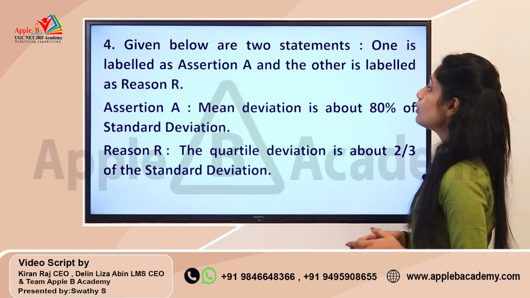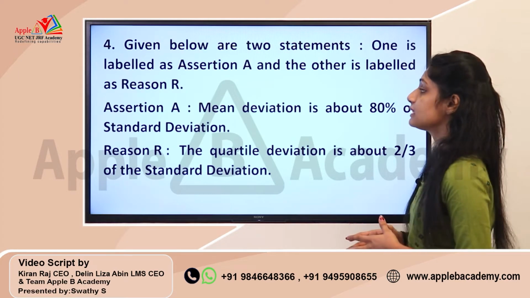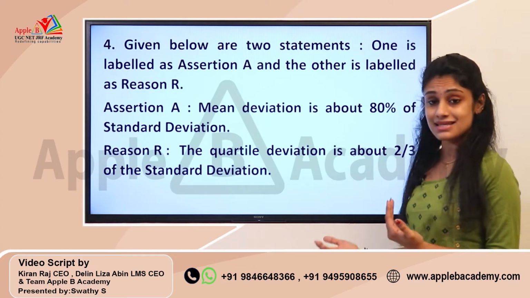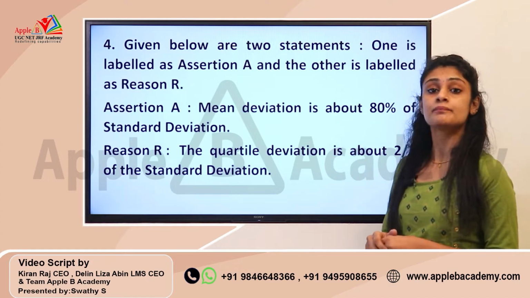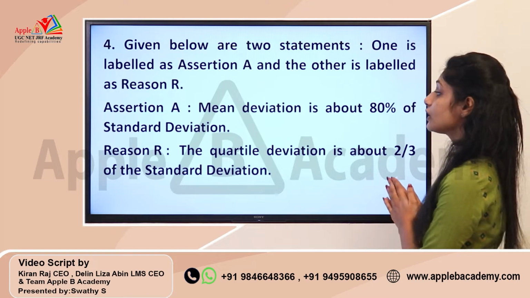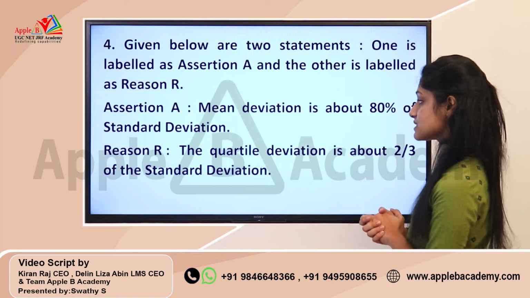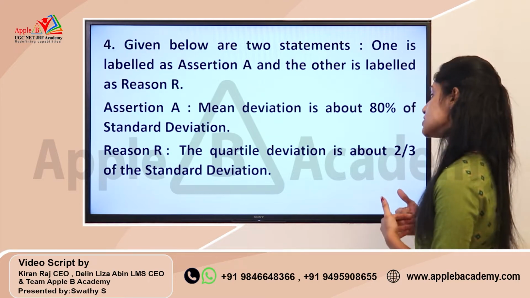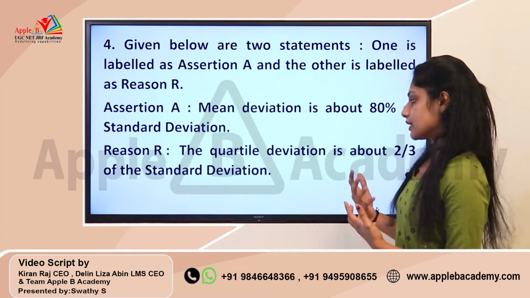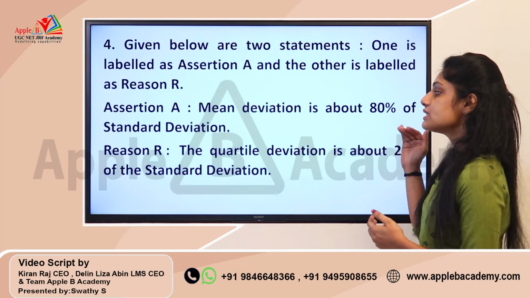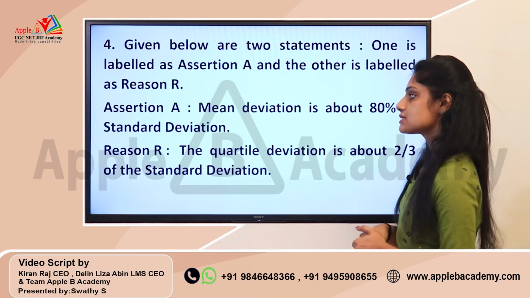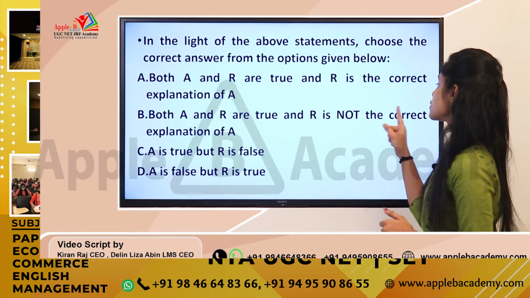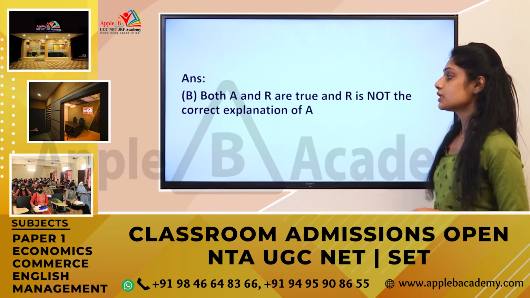Moving to the fourth question, given below are two statements. One is labeled as assertion and the other is labeled as reason. You need to identify which statement is true or false, and as it is an assertion-reasoning question, you need to identify whether the reason supports the given assertion. Coming to the assertion, mean deviation is about 80% of standard deviation. We know that is true. And the reason: the quartile deviation is about 2/3 of the standard deviation. That is also correct. So both the assertion and the reason are true, but the reason is not actually connected to the assertion. Both are correct and R is not the correct explanation of A. So the correct answer is option B.